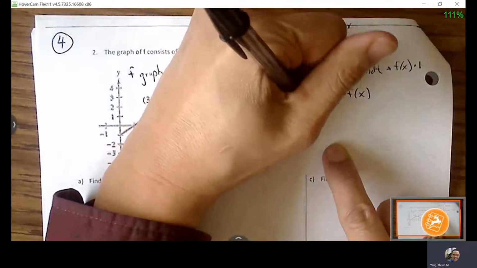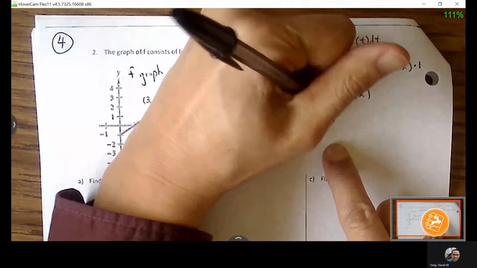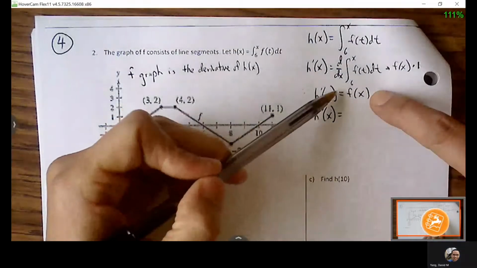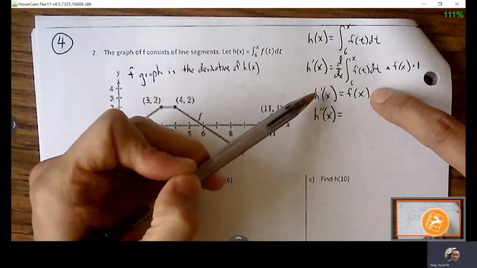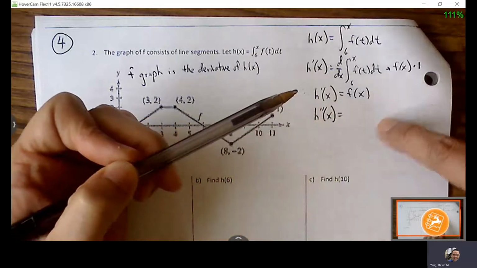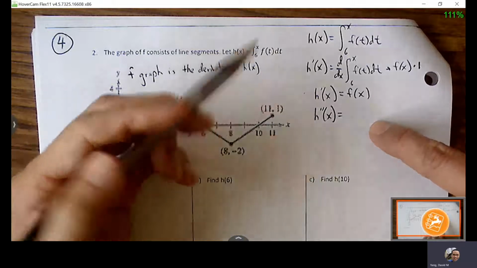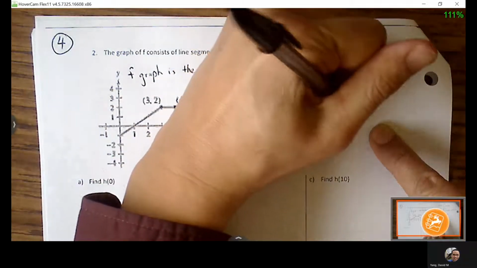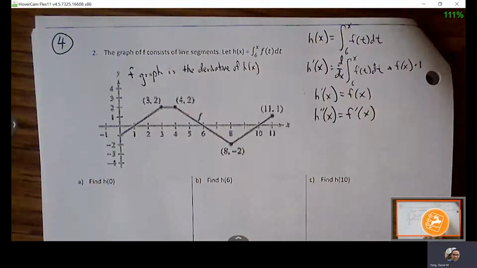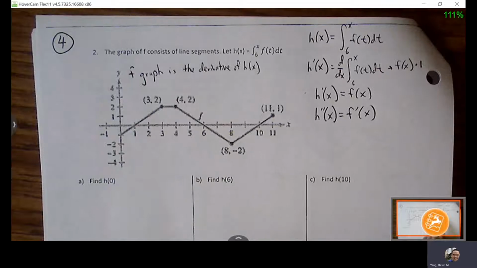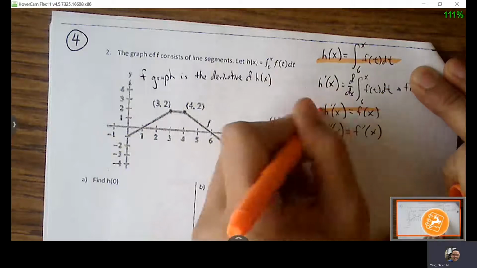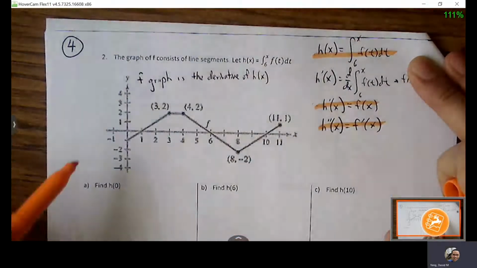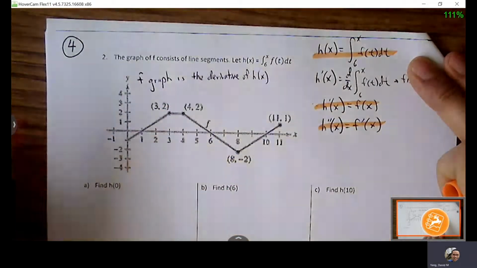And then h double prime must be equal to what? If I take a derivative level on this side, I need to take the derivative level on this side as well. So the f becomes f prime. So these are the three relationships that we're going to be using that will help link between the h and the f graph.